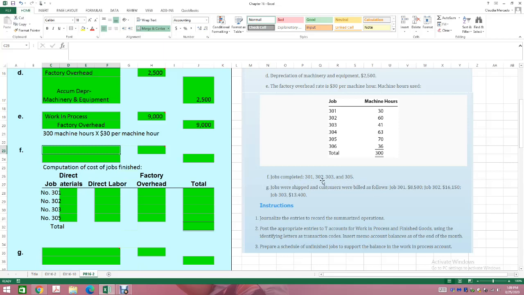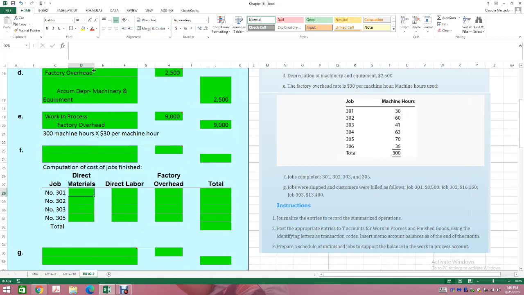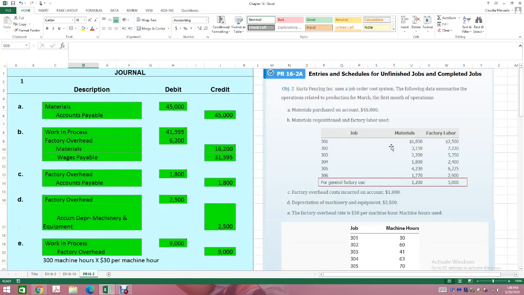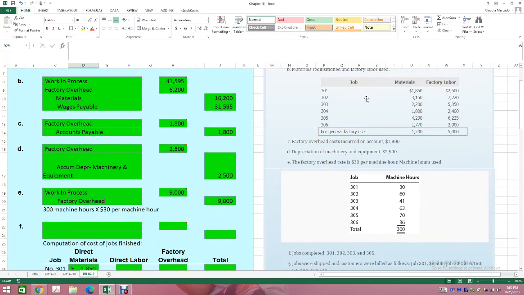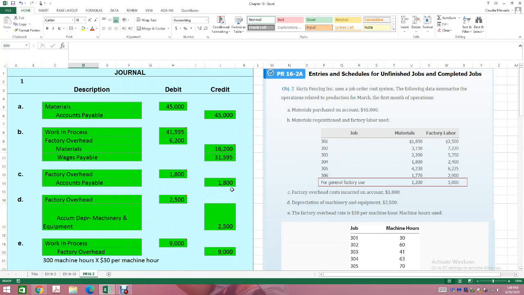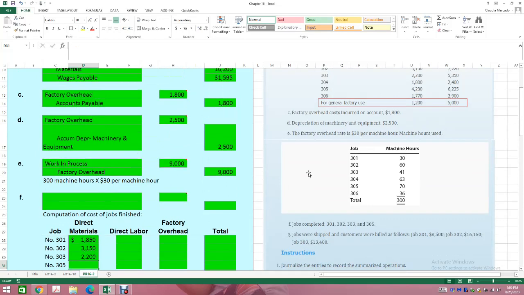Okay, so we need to figure out my cost for materials, my cost for labor, and my cost for overhead for these jobs that were completed. Okay, so direct materials. We're going to have to go back over here, materials, and we're going to pick up these numbers. For 301, it's $18.50. Okay. For 302, it's $31.50. For 303, it's $2,200. And then for 305, it's $42.30.